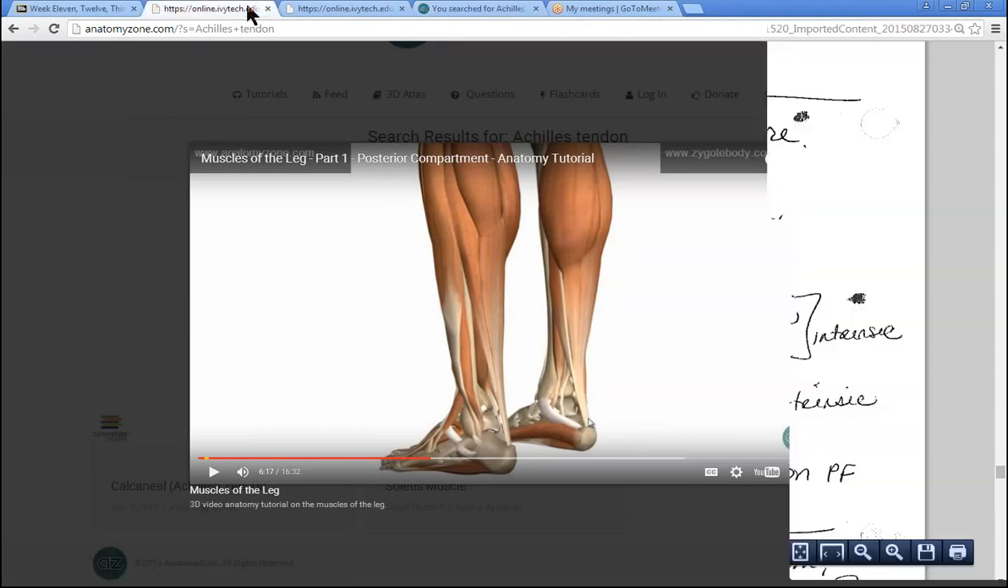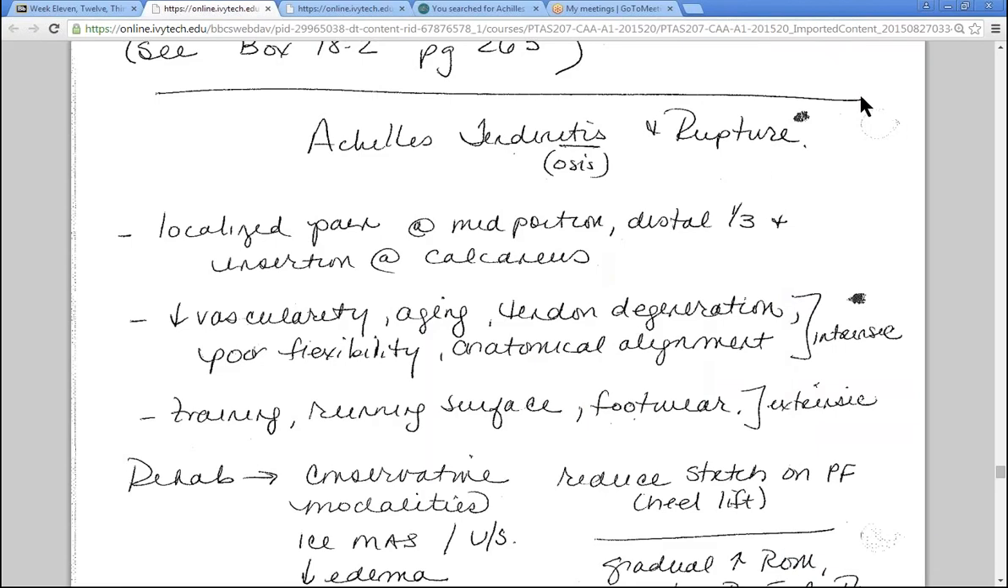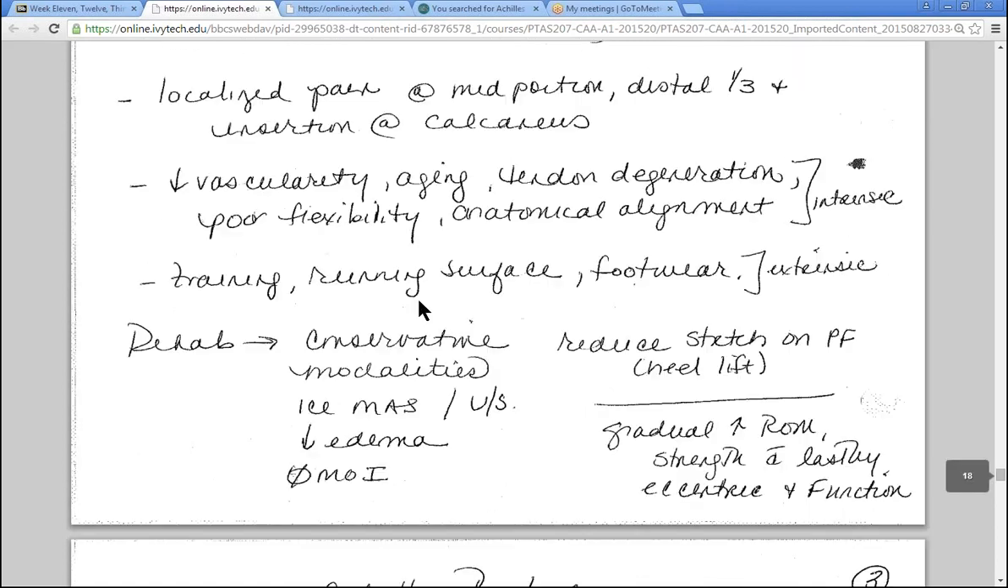Okay, so let's go back to your notes. And so we start off with Achilles tendonitis or osis. The signs and symptoms are localized pain at the mid portion, the distal 1/3, or the insertion at the calcaneus. Depending on the person's activity level and the person's anatomical design of their gastroc, we have a specific pain area in the mid portion of the muscle, the distal 1/3 of the muscle, or the insertion at the calcaneus.